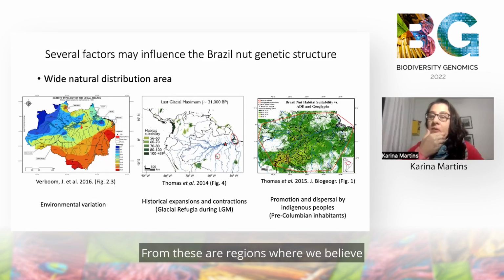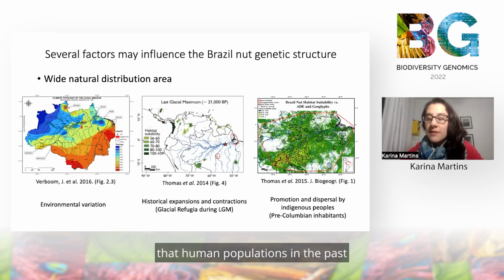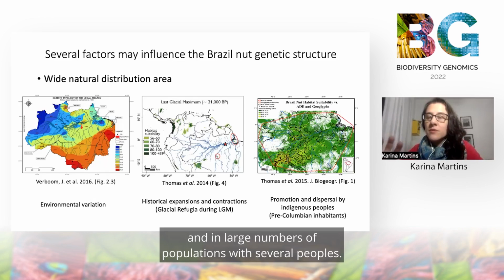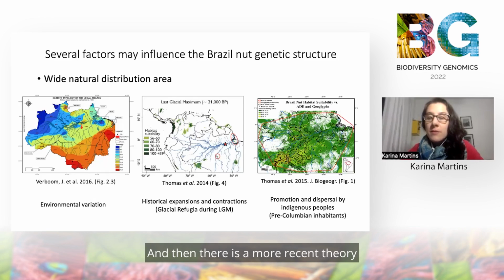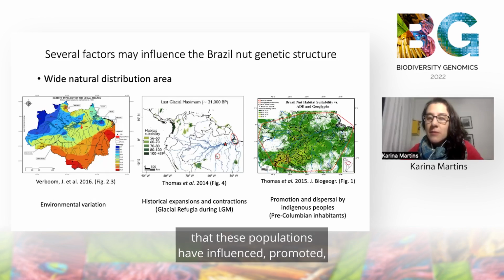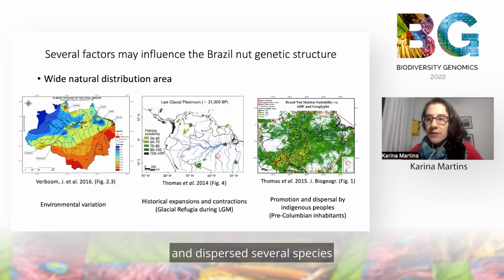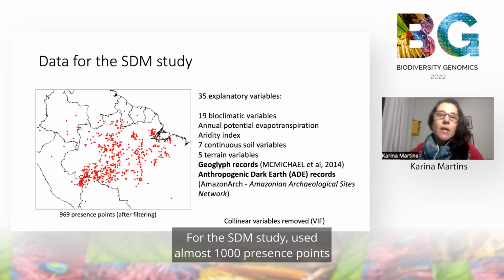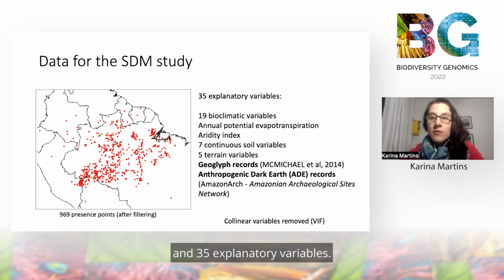So these are regions where we believe that human populations in the past, pre-Columbian inhabitants, occurred in high concentrations with large numbers of populations with several peoples. And then there is a more recent theory that these populations have influenced, promoted, and dispersed several species. And Brazil nut tree is one of them because of its nuts. For the SDM study, we used almost 1,000 presence points and 35 explanatory variables.